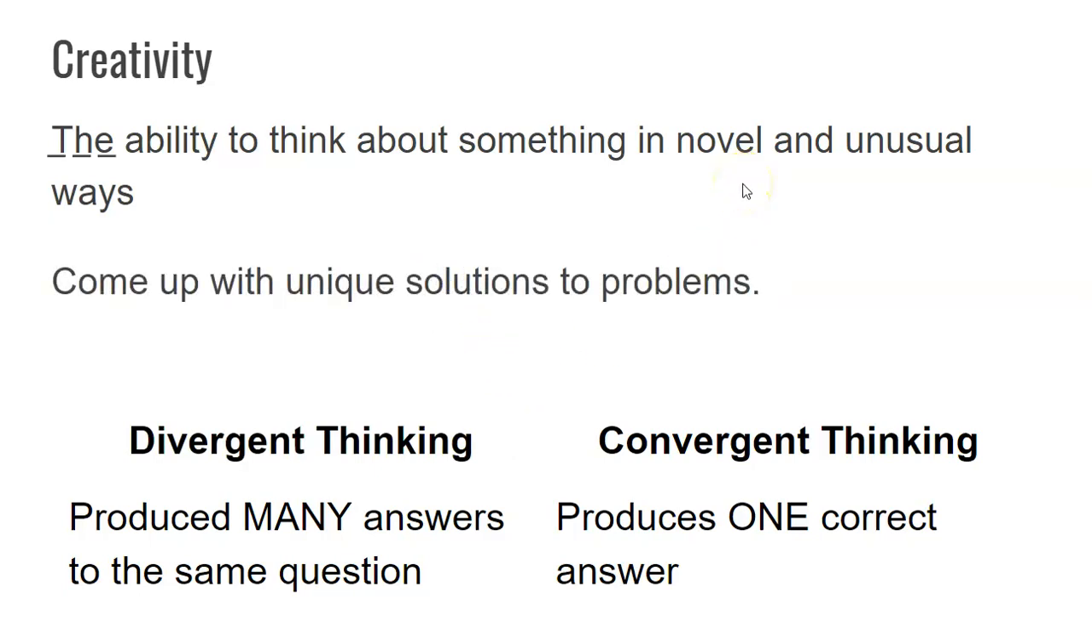When we talk about creativity, there are two types of thinking: divergent thinking and convergent thinking. Divergent thinking means that there are many answers to the same question. That deals more with creativity, where you're trying to come up with different, unusual ways to solve problems. Or you can have convergent thinking, which means that you're producing one correct answer.